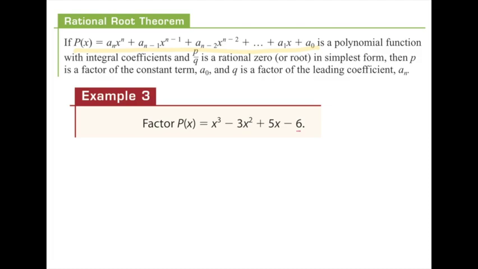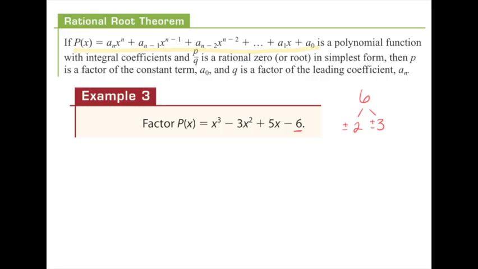The last term is our constant. We have a negative 6. It really doesn't matter if it's positive or negative, because you're going to end up using both factors anyway. All right? My factors of 6 are going to be 2 and 3. All right? So I could say positive or negative 2 or 3.